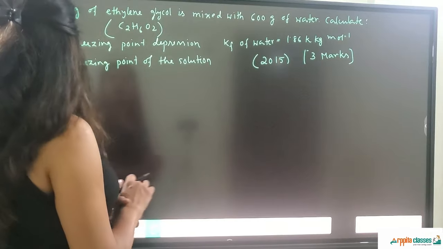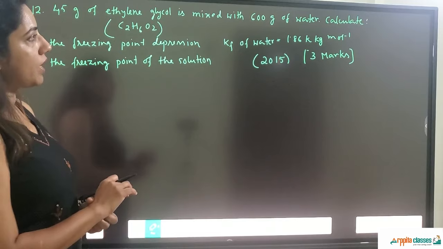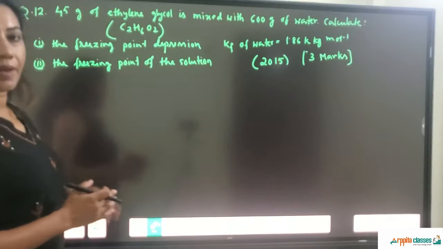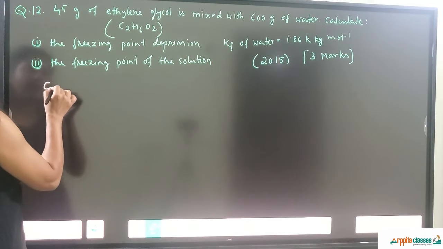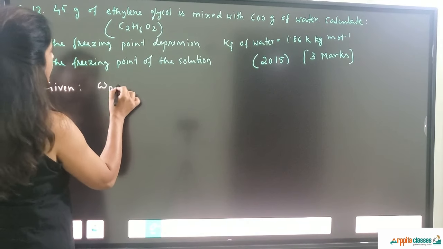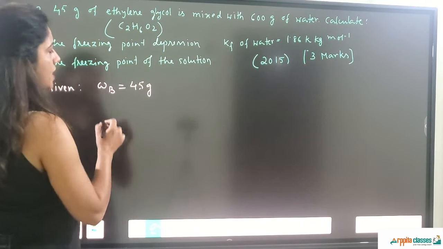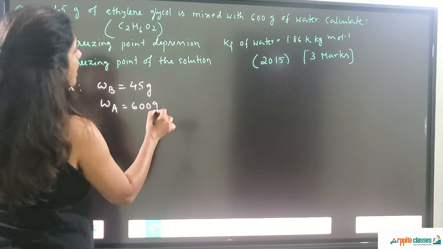Next question, that is question number 12. 45 gram of ethylene glycol is mixed with 600 gram of water. When you see the weights, you understand that ethylene glycol is the solute here and water is the solvent here. So I am writing the given condition. 45 gram of ethylene glycol, that is WB, is equal to 45 gram, is mixed with 600 gram of water, that is WA, is equal to 600 gram.